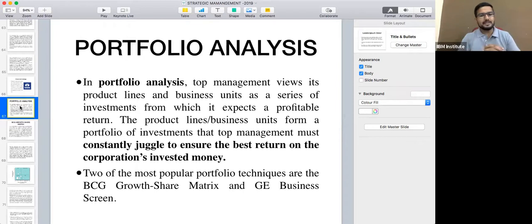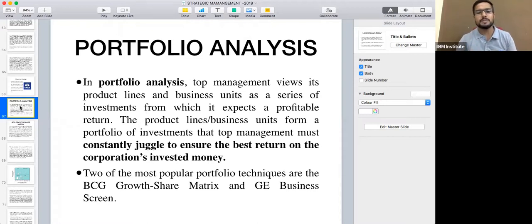Portfolio analysis is nothing but an integrated, overall, complete analysis of all the products and services that the company is offering in the market, whether it is profitable, not profitable, attractive, not attractive, or whatever decision the company has to take. In such cases, they always need to design strategies so that they are able to earn the best return out of it.